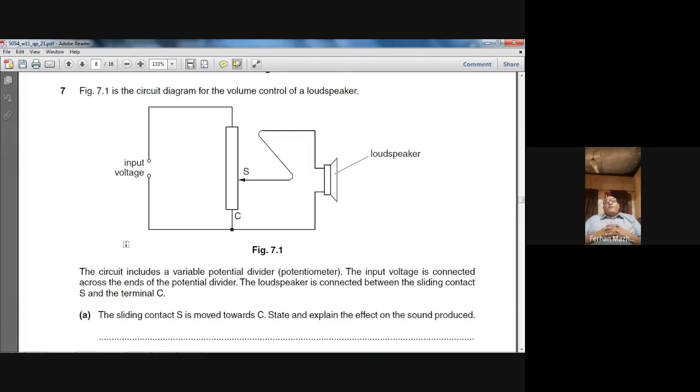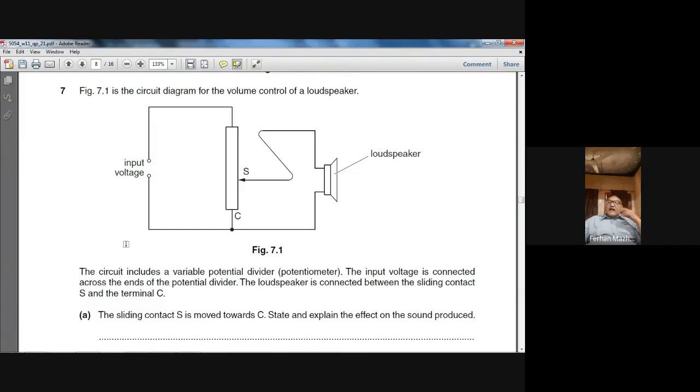It is also a basic diagram of a potential divider. For example, wherever the contact S is right now, the portion of the resistance above S will be called R1, and the resistance between S and C will be called R2.